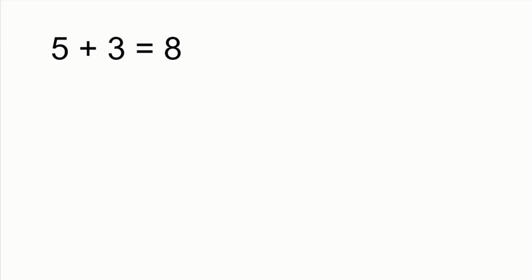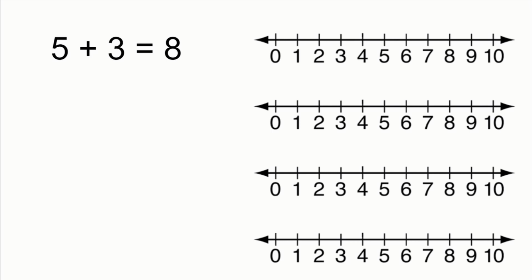So this equation is going to be 5 plus 3 equals 8. So let's go and check on the number line and see if this first equation is going to be true. So here we have 5, starting at 5. Plus 3 means moving right 3. 1, 2, 3. And I see that I land at 8.